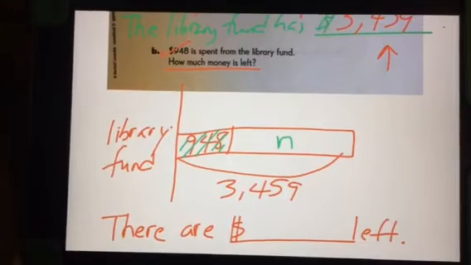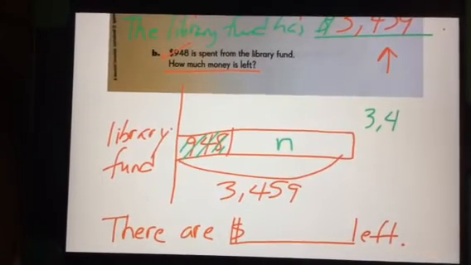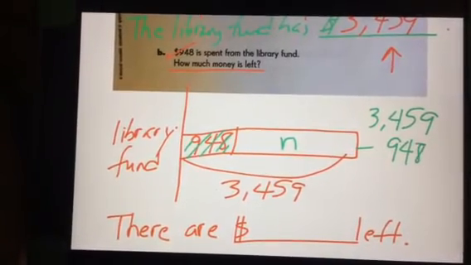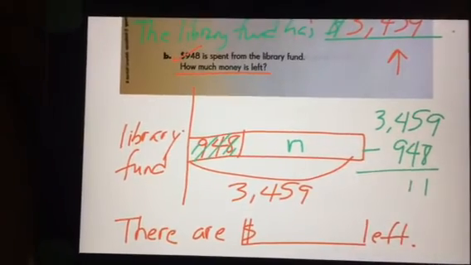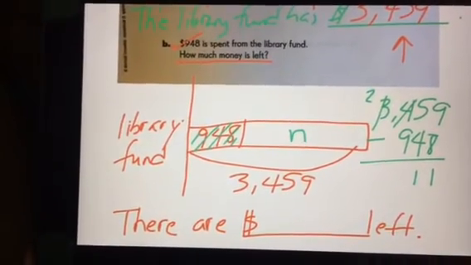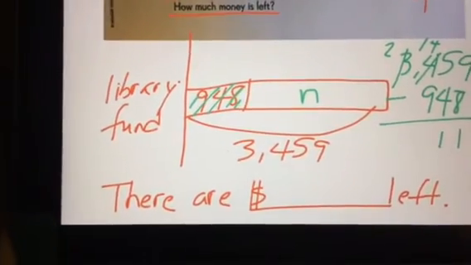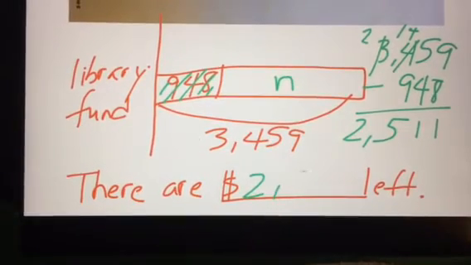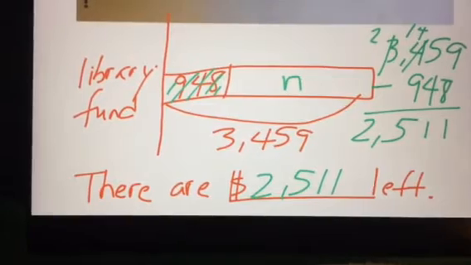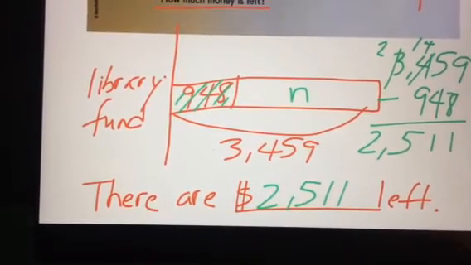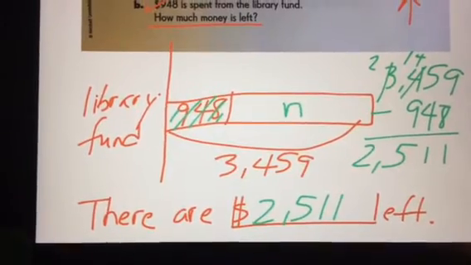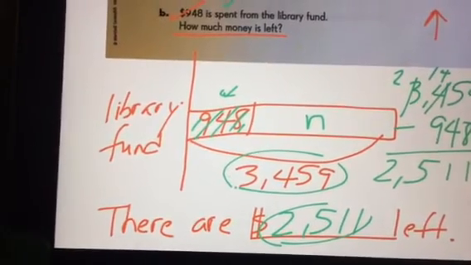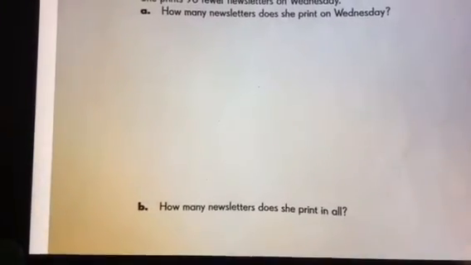So you know that you're going to be doing $3,459 minus how much they spent, $948. And again, check the regrouping to make sure you did it correctly. 1400s minus 900 will be 500s. Bring down the 2,000. So your final answer is going to be that there are $2,511 left in the library fund. Does that make sense? Yes, because if you add the unknown number plus the number that was spent, you will end up with the total number. Let's move on to the next one.